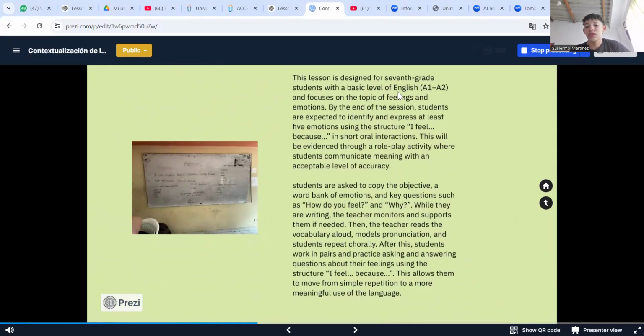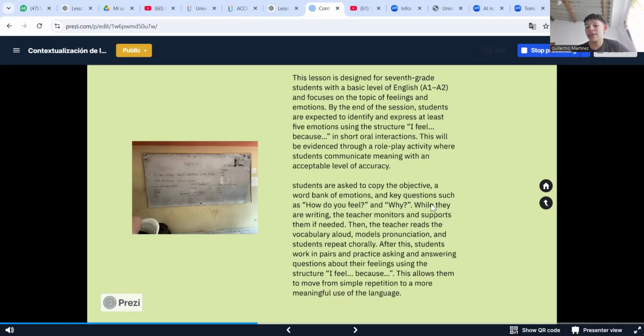By the end of the session, students are expected to identify and express at least 5 emotions using the structure "I feel... because..." in short interactions. This will be evident through a role play activity where a student communicates meaning with an acceptable level of accuracy.